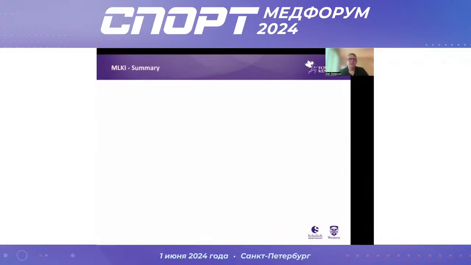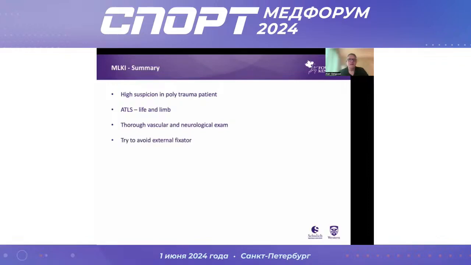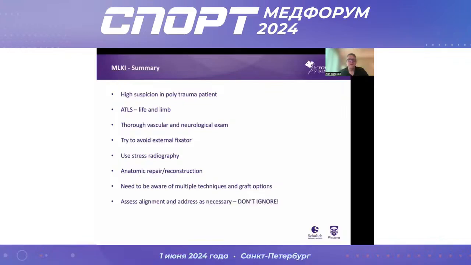So in summary, you need a high suspicion of multi-ligament injury in the polytrauma patient. ATLS, life and limb threatening injuries come first. You need a thorough vascular and neurological exam. You try to avoid external fixators. We use stress radiography to help with diagnostics. With our anatomic repairs and reconstructions, we need to be aware of multiple techniques and graft options.